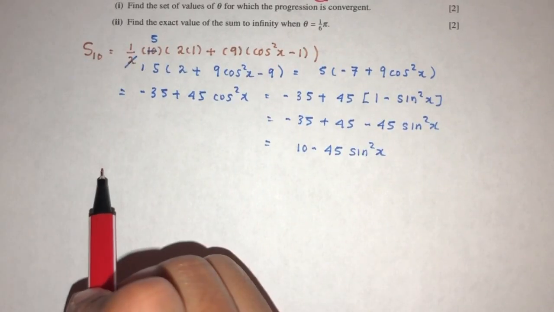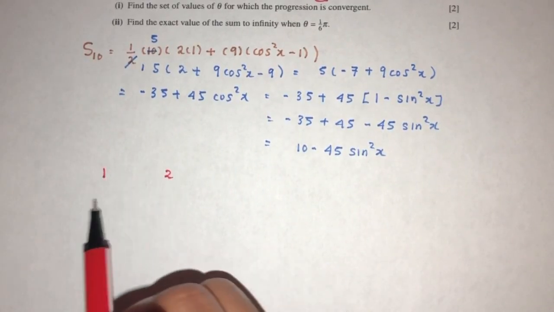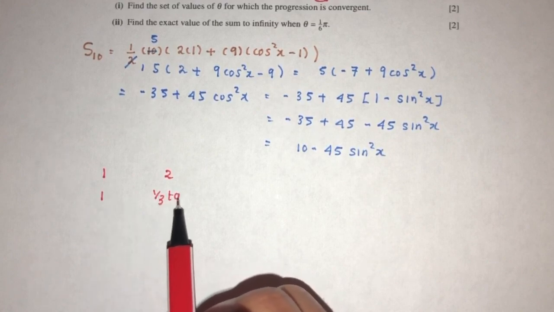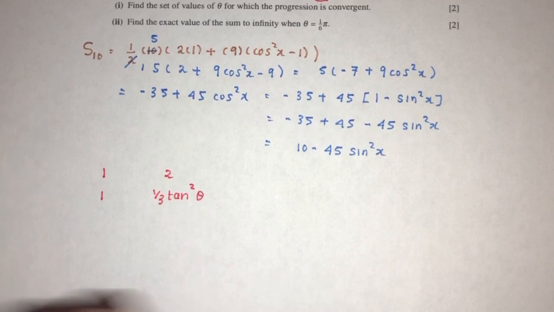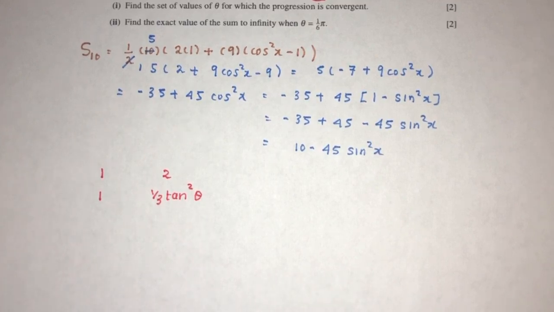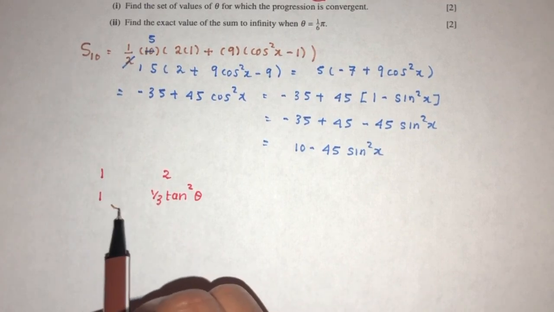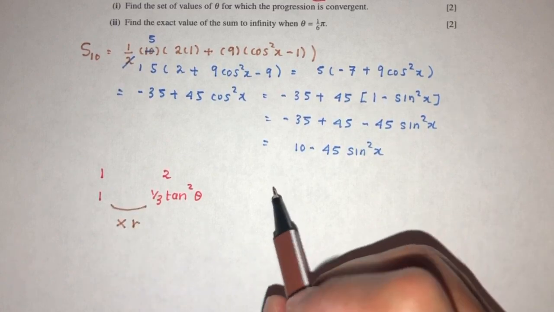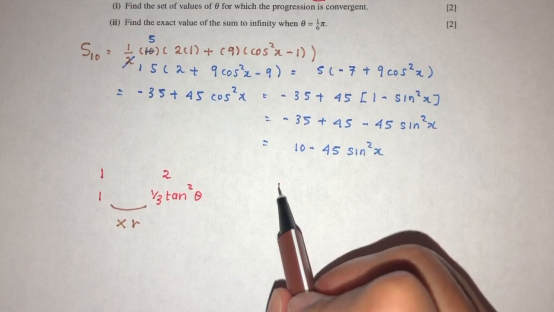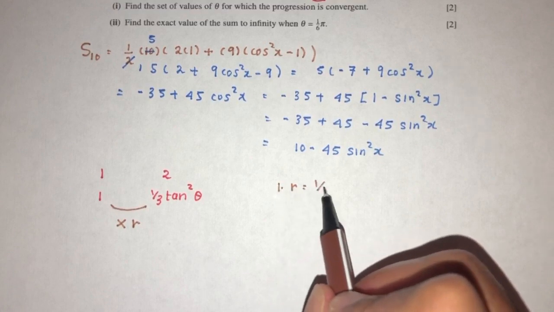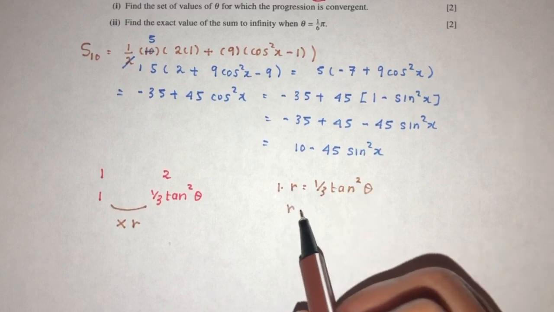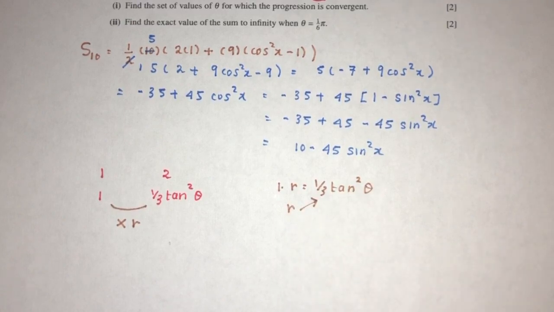So we have the first term and the second term. The first term is 1, the second term is 1/3 tan square theta. Now we understand that to go from the first term to the second term we have to multiply by r, because we know it is a GP, right? So 1 times r has to be 1/3 tan square theta, which means r is actually 1/3 tan square theta. Good to know. Now what else?